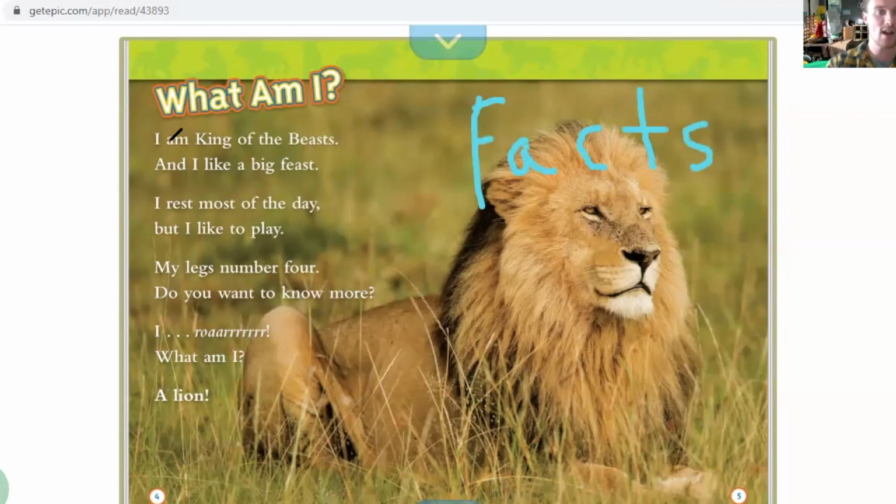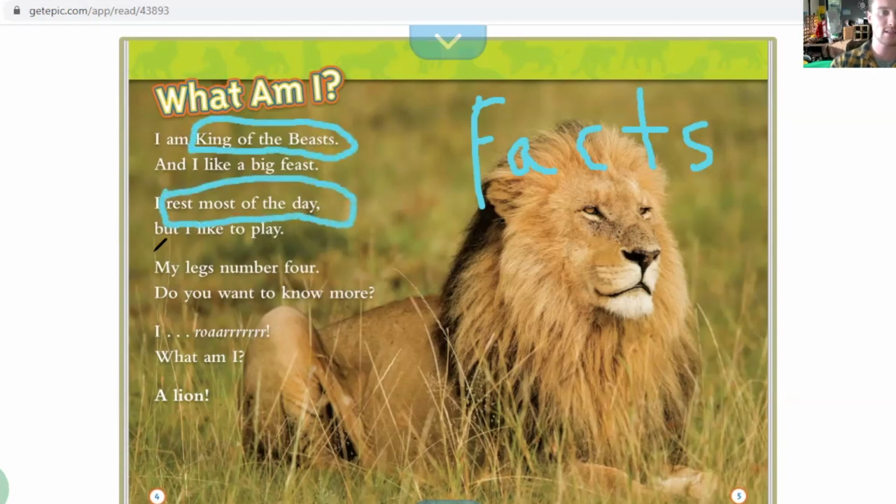So let's have a look. I am the king of beasts. I like a big feast. I rest most of the day, but I like to play. Now this is interesting. I would say, oh dear, let's get rid of that one. I would say lions are the king of beasts. That's an interesting sentence. And they rest most of the day. That's a good fact. I would say they have 4 legs. That's another good fact. And they like to roar. So already I've got so many facts there.